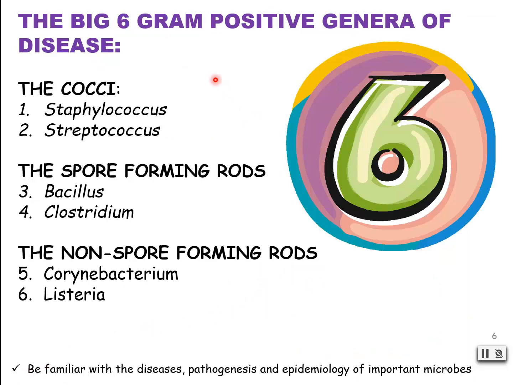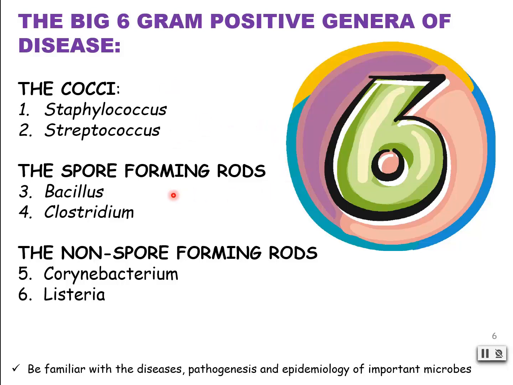So the gram-positives, first we're going to do it by shape. We'll talk about the gram-positive cocci. So the two genera are Staphylococcus and Streptococcus. There are two very important members, Staphylococcus aureus and Streptococcus pyogenes, that you're going to be like, wow, you're spending all your time on these two, because they cause a whole range of infections based on the strain and the location in the body that they're infecting.